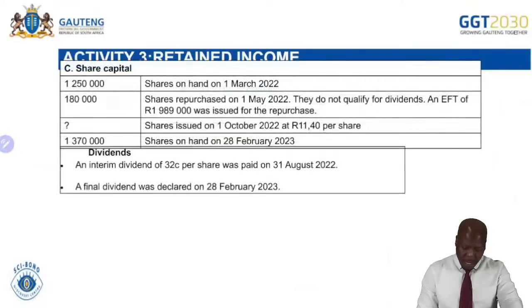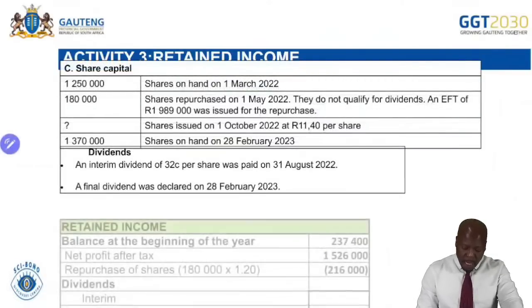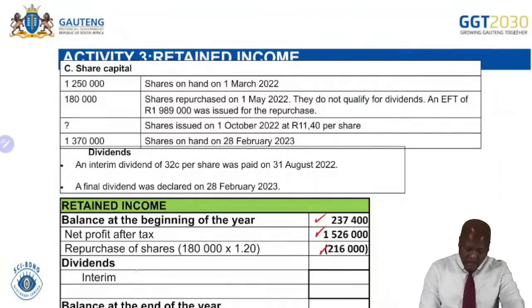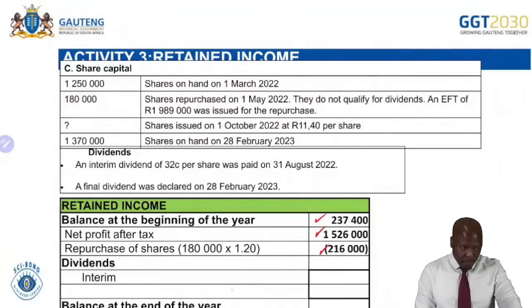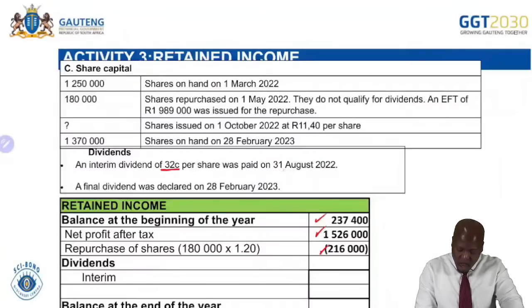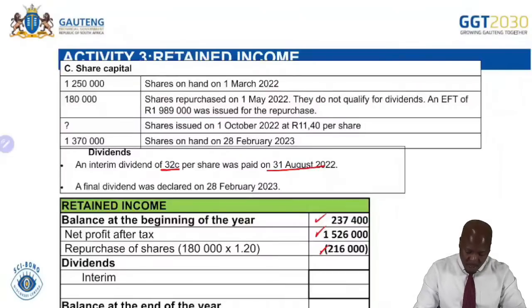So on the next aspect, remember, I've already been given that and we've calculated that. So the next thing I need to do is to get my dividends. And here I need interim dividends. We're told an interim dividend of 32 cents per share was paid on the 31st of August. So dates are very important.